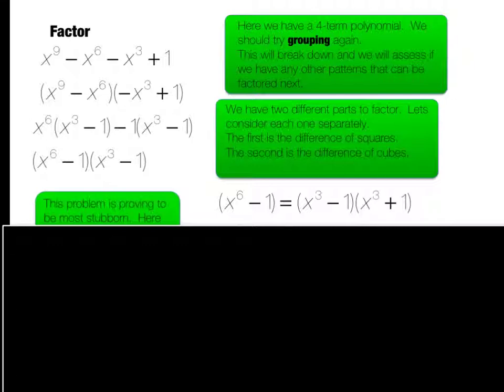Alright, so once we get to this part, we're looking at it, we're thinking, alright, well, what's going on? And here is the difference of squares, and here is the difference of cubes. And so that's actually fairly complex. We're going to break that down. So let's do it one at a time.